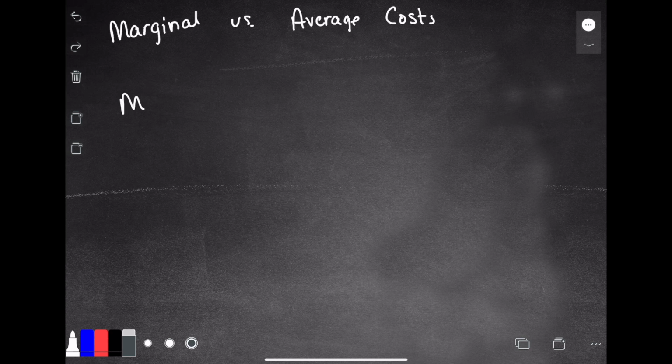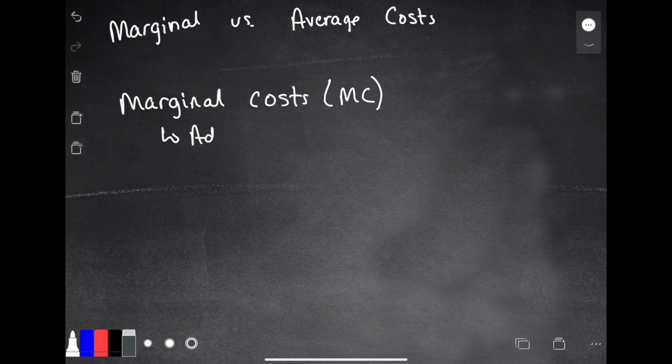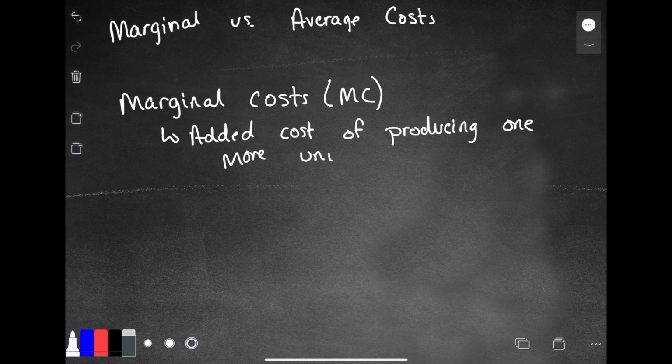Now, let's switch gears and we're going to talk about marginal and average costs. Marginal costs, often just abbreviated as MC, just like any other time we talk about marginal anything, refer to the added cost of producing one more unit of whatever it is that we're talking about. We can also think of it as the change in total cost.